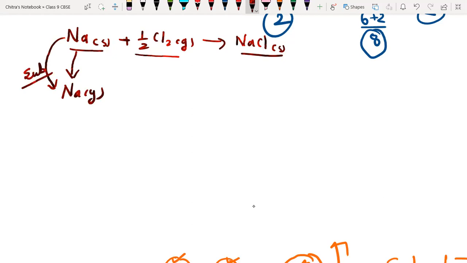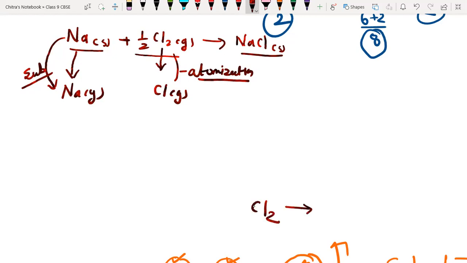And here we have chlorine, which is in molecular form, so we have to convert it into atomic form. This process is called atomization. Sir, can you again tell what atomization is? The breaking down of molecules into atomic form is called atomization. Suppose here we have chlorine gas, and if we atomize that, we will get two chlorine atoms. So from a molecule it converts into atoms. So it is called the atomization process.